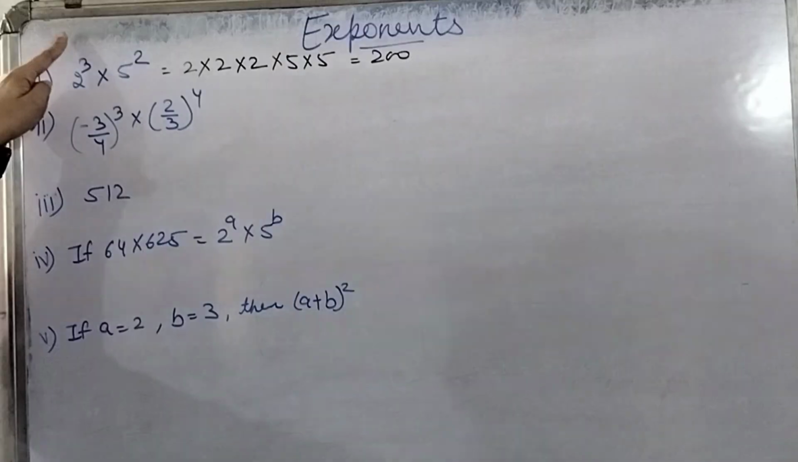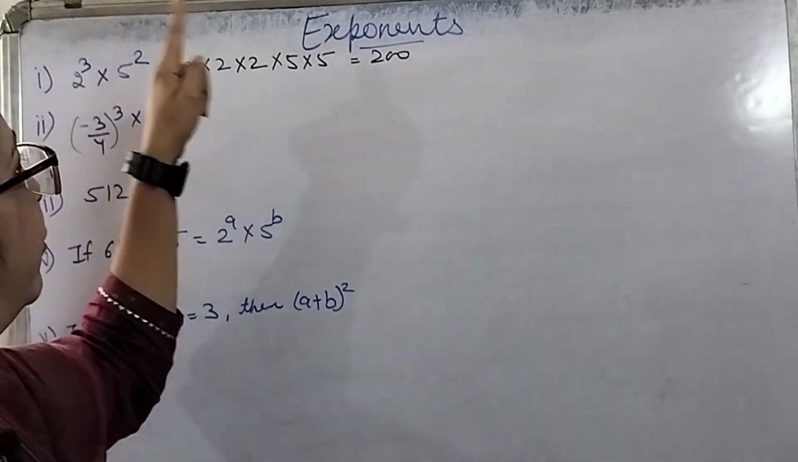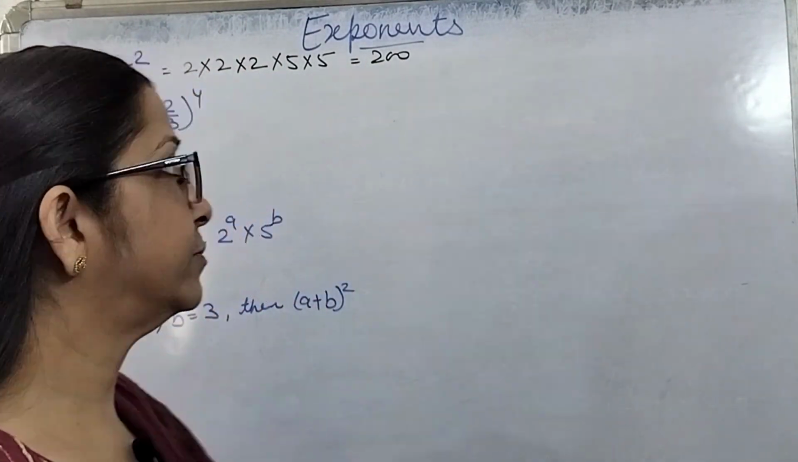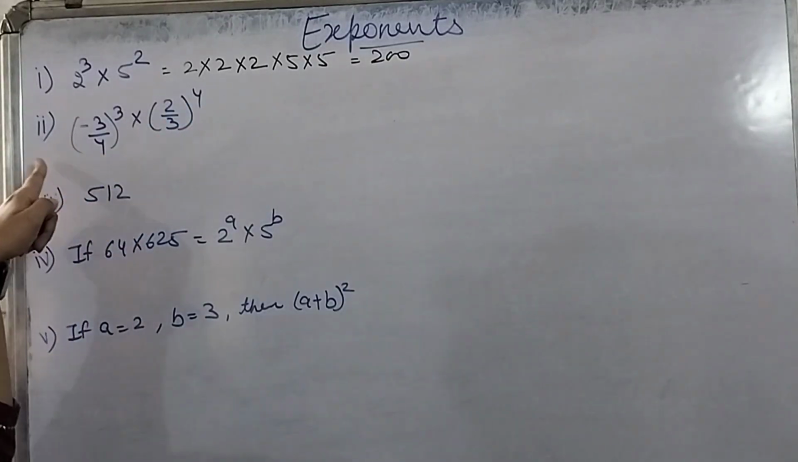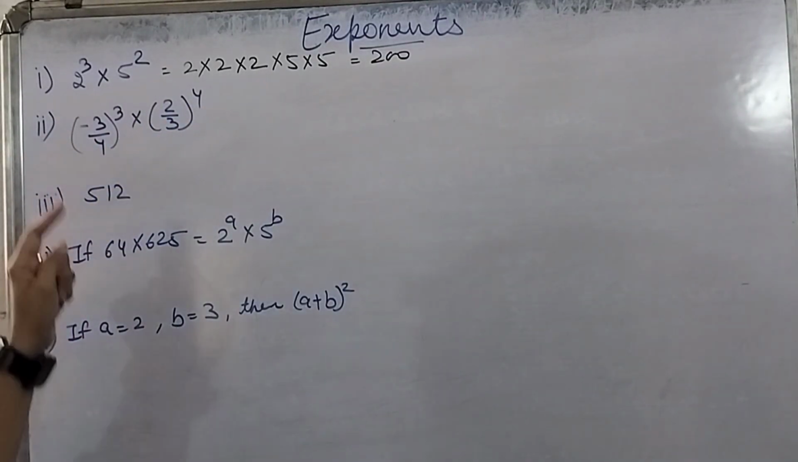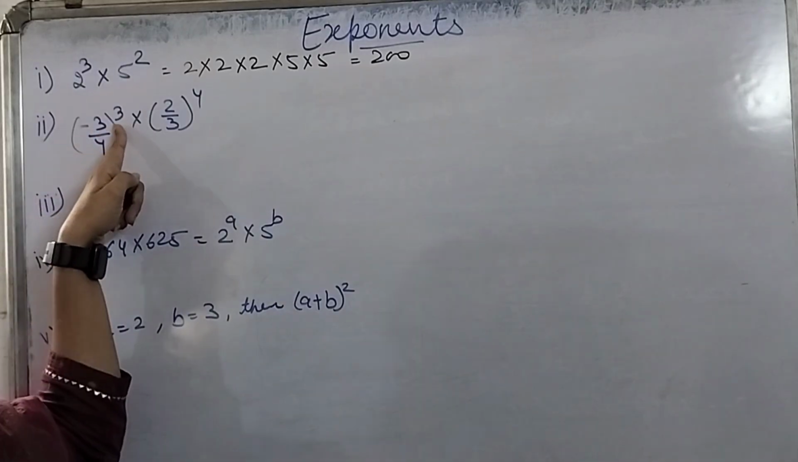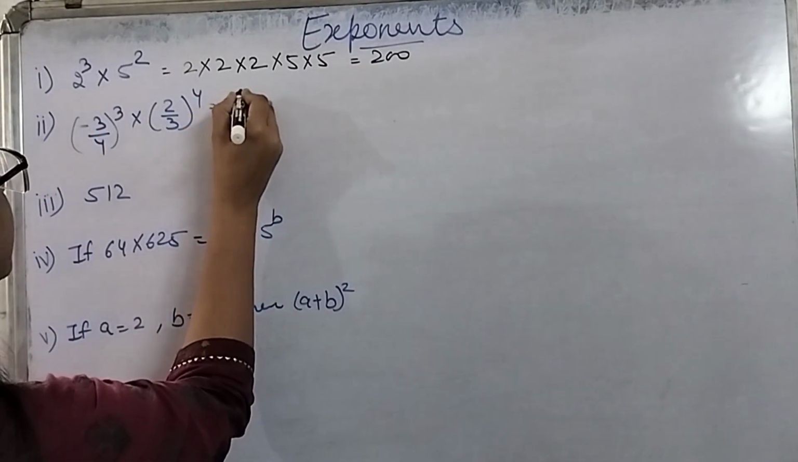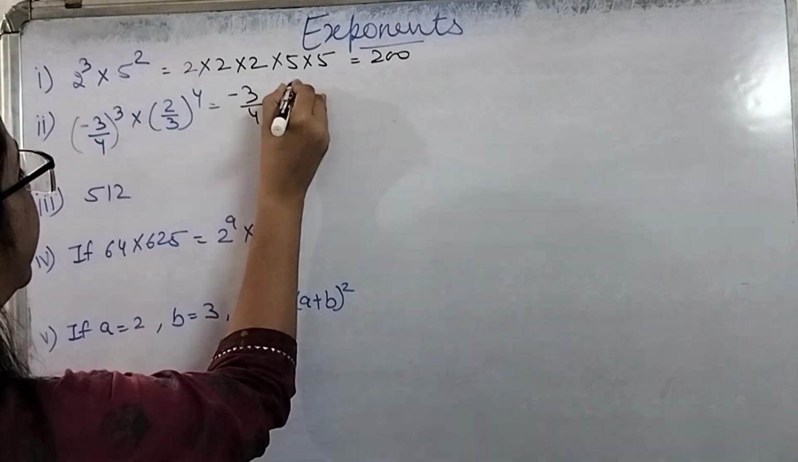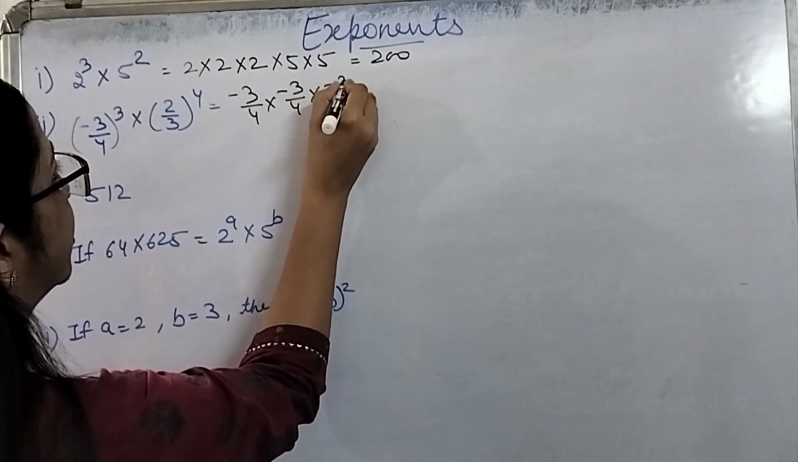So the value of 2 raised to the power 3 into 5 raised to the power 2 will be 200. Similarly, if we have to find the value of this expression, what will the value be? Over here, the number is minus 3 upon 4 and it is being multiplied 3 times. That simply means it is minus 3 upon 4 into minus 3 upon 4 into minus 3 upon 4.